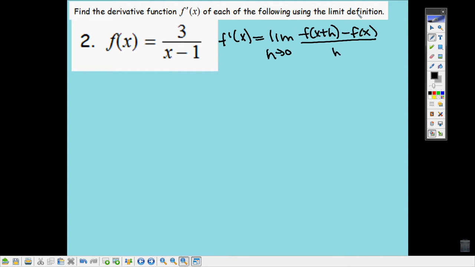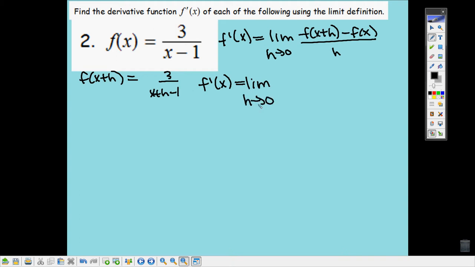Okay, so we know what f of x is, that's given in the problem, it is just the function. We need to define f of x plus h. That's simply replacing every x in the problem with the quantity x plus h, and we get this nice 3 over x plus h minus 1. So I'm going to then sub into my derivative definition.